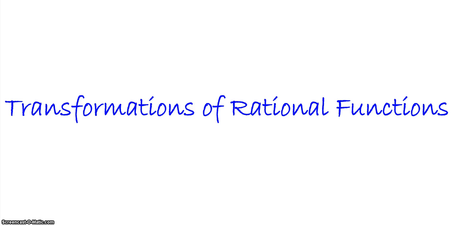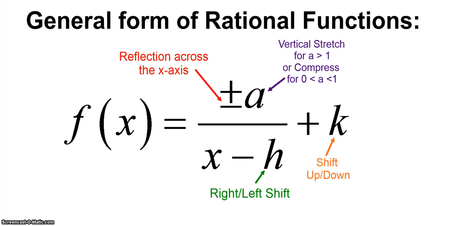Everyone, here's a quick video on the transformations of rational functions. So the general form of a rational function is f of x equals plus or minus a divided by x minus h, plus k. So again, the negative in front of the a is going to tell you if it's going to reflect across the x-axis. So that's stuff that is the exact same as we've learned all year long.